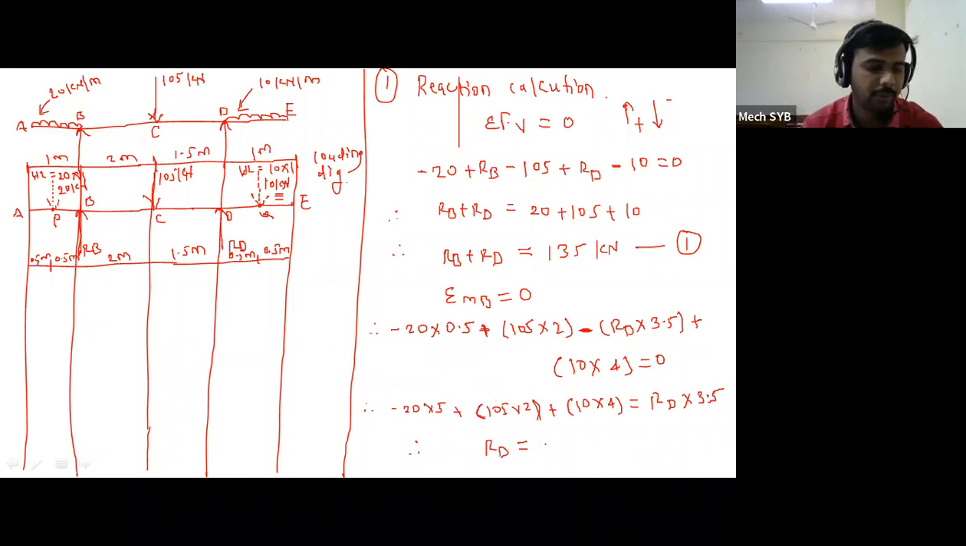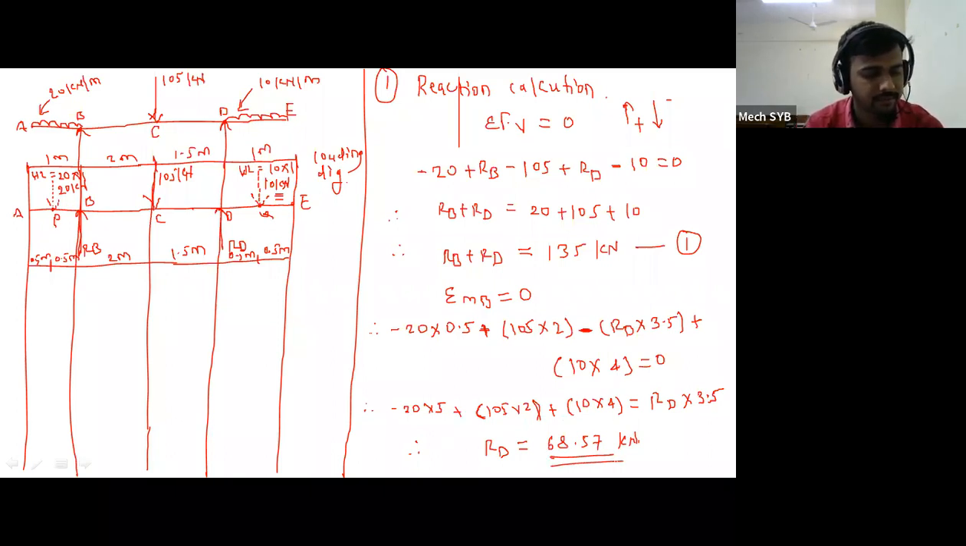68.57, correct. So everyone, are you able to calculate this reaction? I have resolved all the forces towards point B, and from that I have taken the unknown at the right side, because at the left side RD into 3.5 is negative. If I take that value to the right side, it becomes positive. Then at the left side we only have minus 20 into 5 plus 105 into 2 plus 10 into 4. If we divide that answer by 3.5, you will get 68.57 kilonewton.